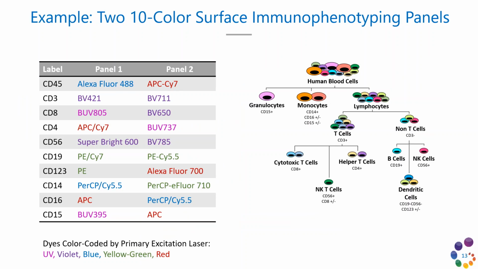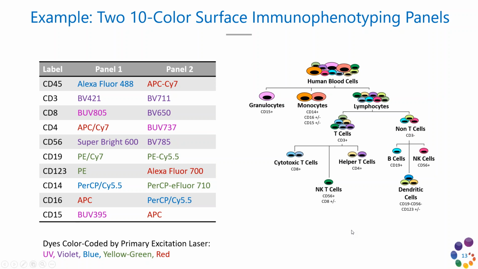The two panels are shown here. In the table on the left, you can see the different labels that are part of this panel in black, and then the dyes that are conjugated to each of those labels are shown in the columns for panel 1 and for panel 2. I've color-coded them, so any dye that's maximally excited by the UV laser is in pink, and then the other colors are self-explanatory.